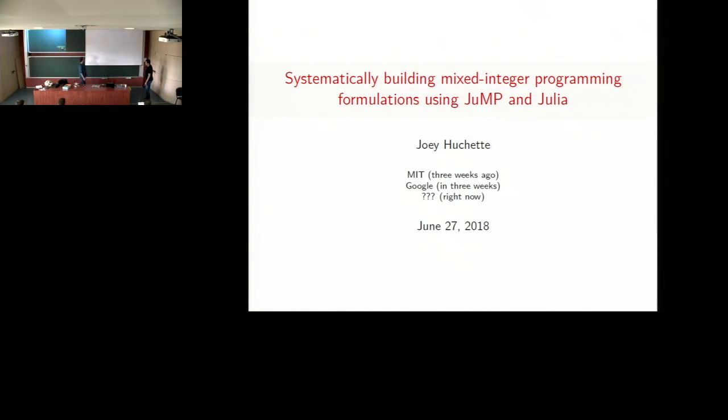So I'm Joey, and my talk is titled Systematically Building Mixed Integer Programming Formulations Using JuMP and Julia.